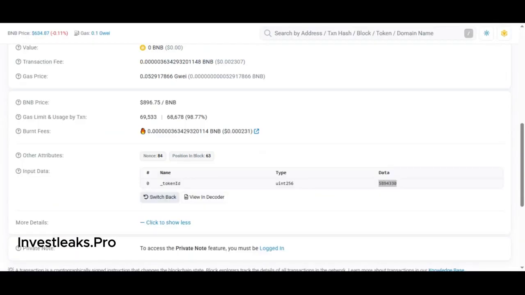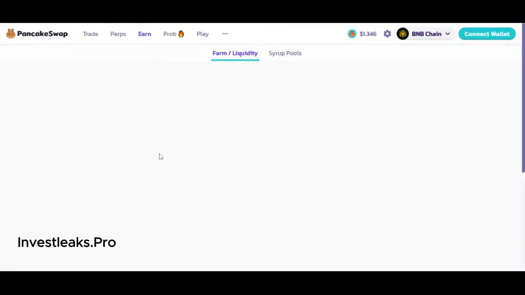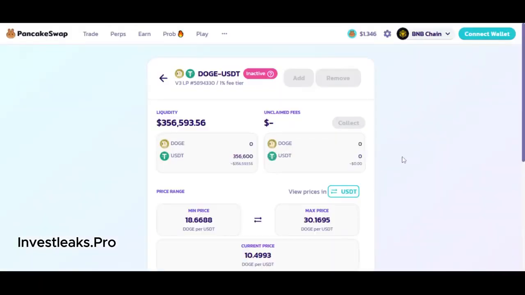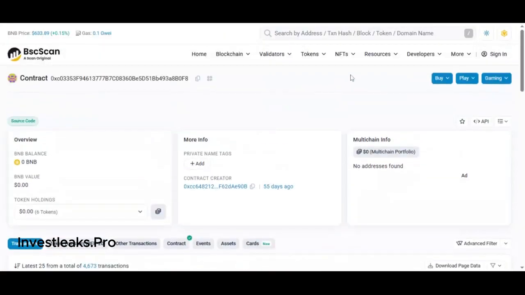The first token ID I found is 5894330. I copy it and open the liquidity position directly on Pancake Swap. This leads to a Doge USDT V3 position with roughly $300,000 in liquidity. This is a real live position, not a claim on a dashboard.